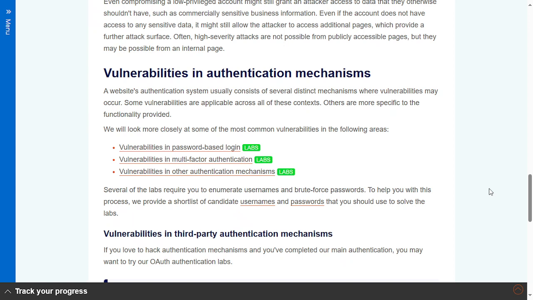Several of the labs require you to enumerate usernames and brute force passwords. To help you with this process, we provide a short list of candidate usernames and passwords that you should use to solve the labs.